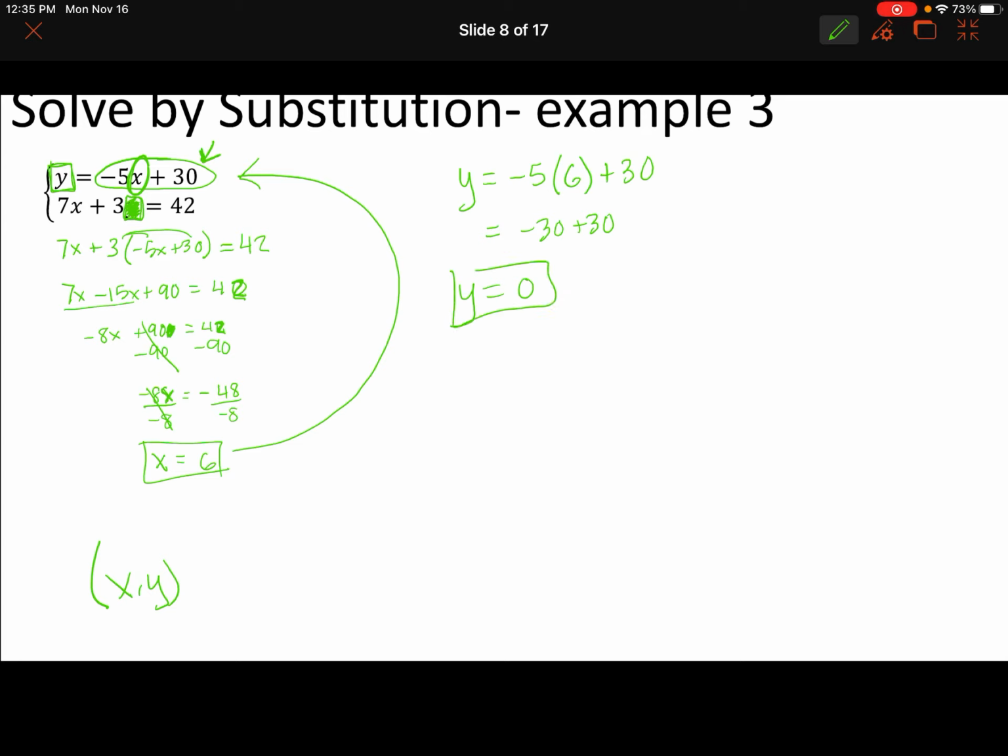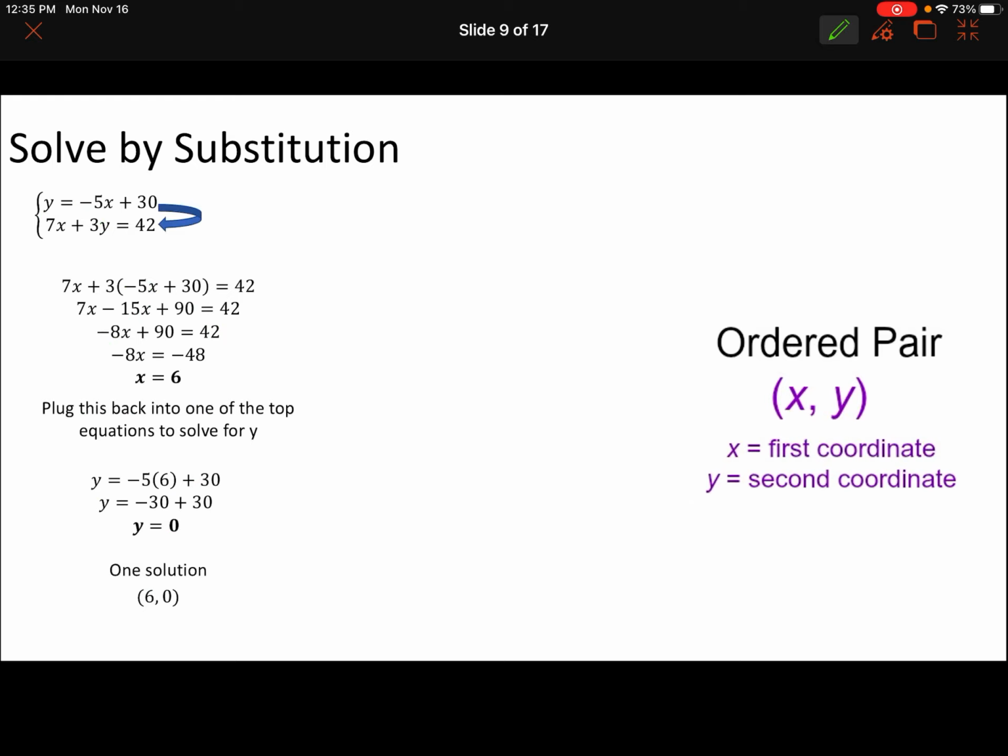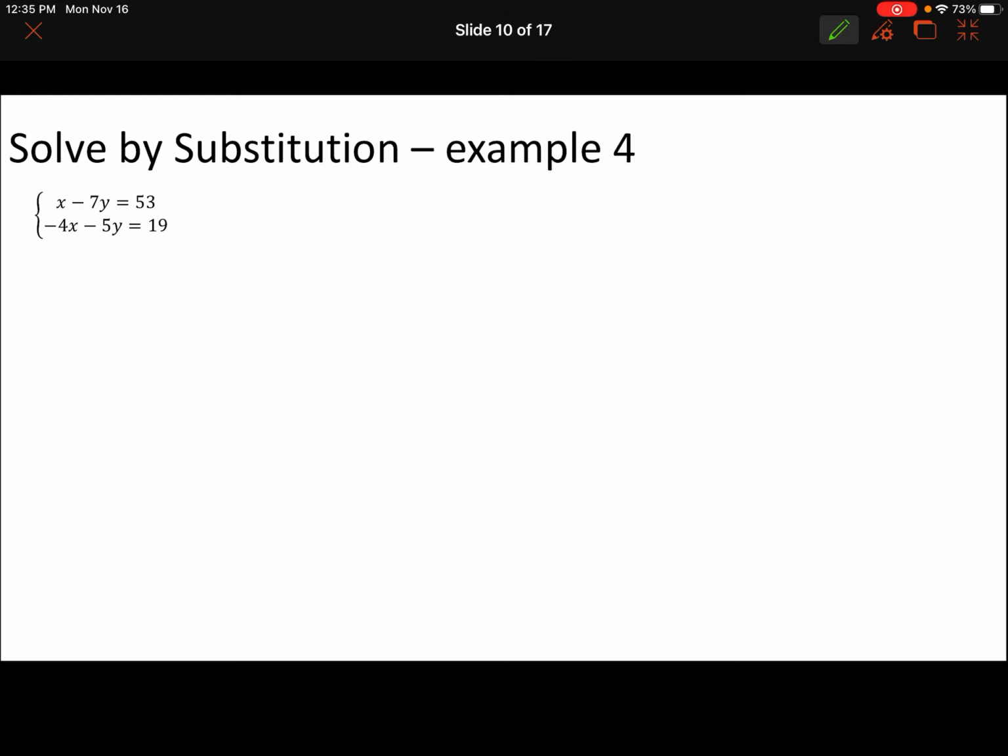And don't get this confused with no solution. A lot of times when people get to y equals 0, they think, oh, it's no solution, but 0 is a solution. So then my solution would be my x value, which is 6, my y value, which is 0. And if we graphed that, we would hopefully see that they cross at (6, 0). So that was a one solution.